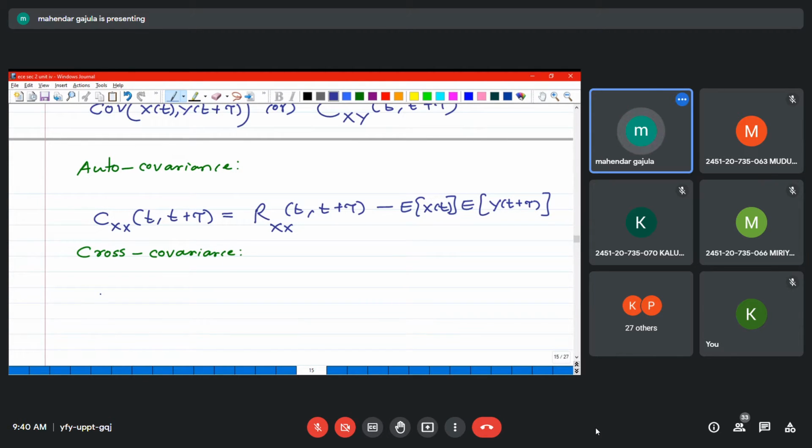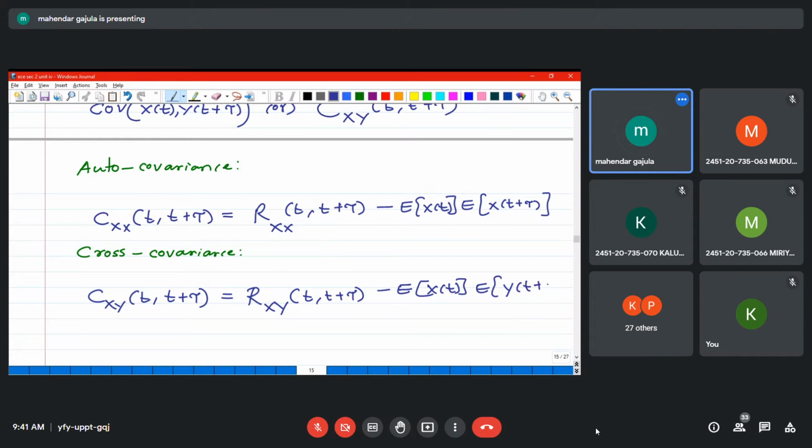Next, cross covariance. So it is Cxy, t comma t plus tau. This time we should write the cross correlation Rxy, t plus tau minus, I think this is x only, because it is autocovariance, right? So the expectation of xt, and the expectation of, now we have to write, y t plus tau.